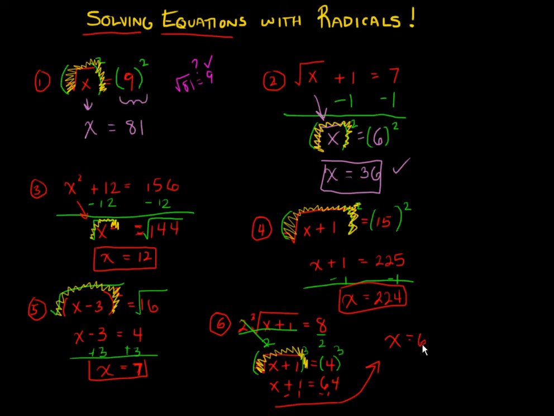And to check our answer, let's go ahead and do that real quick. 63 plus 1 is 64. The cube root of 64 is 4. And 4 times 2 is 8. So it definitely works. All right, I'm Mr. Bork, and those were some pretty good examples with solving equations with radicals.